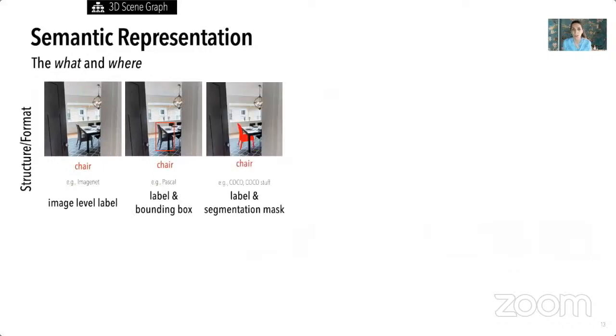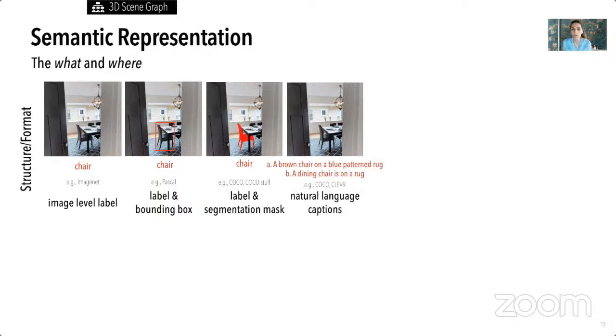Let's start with the structure. Now, if you have this image of a space, you can represent the semantics of the scene with one label. In this case, it would be the word chair. You can also have information that provides, in addition to the object label, the location of it via a bounding box or a segmentation mask. You can also represent the scene with something a little bit more rich and descriptive, and that would be natural language captions, such as a brown chair on a blue patterned rug.